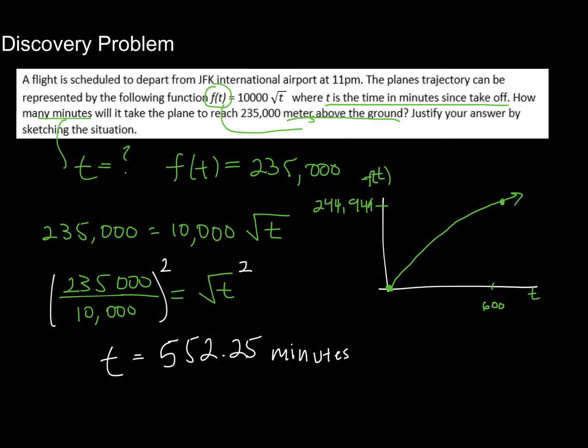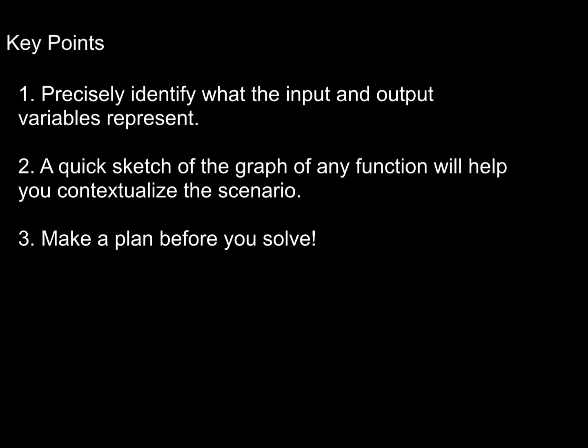All right, so when we're answering real-world questions, there's a couple of things that are going to be key to us being able to answer them efficiently and correctly. Let's go ahead and write those down. So first things first, you need to make sure that you precisely identify what the input and the output variables represent. And when I say represent, I mean specifically in the context of that question. That'll make it a lot easier when you know what your answer is and you can put the correct units on it.